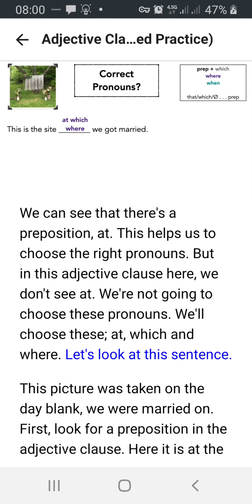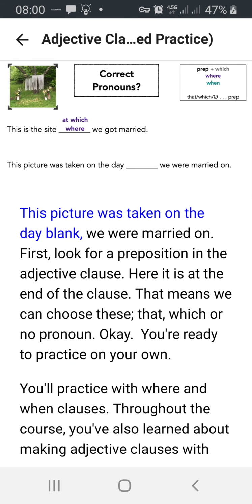Let's look at this sentence. This picture was taken on the day blank we were married on. First, look for a preposition in the adjective clause. Here it is at the end of the clause. So that means we can choose these. That, which, or no pronoun.